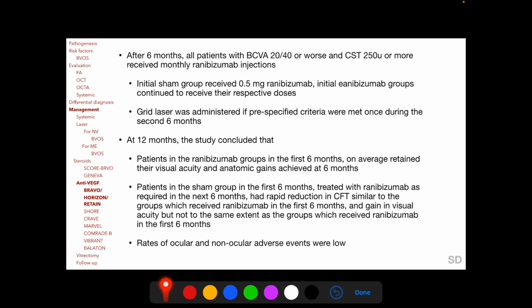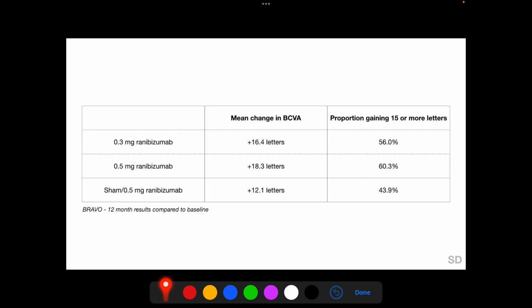At the end of 12 months, the BRAVO study concluded that patients in the ranibizumab groups in the first 6 months on average retained the visual acuity and anatomic gains achieved at the end of the first 6 months. Patients in the sham group in the first 6 months, treated with ranibizumab as required in the next 6 months, had rapid reduction in central foveal thickness similar to the groups which received ranibizumab in the first 6 months, and also had gain in visual acuity, but not to the same extent, showing that early initiation of treatment for BRVO-induced macular edema is imperative. This table shows the 12-month results from the BRAVO trial.